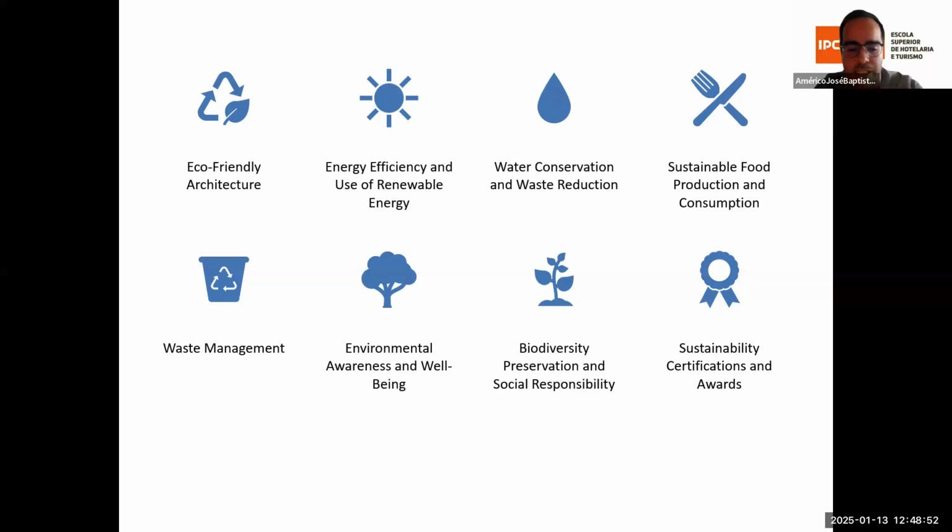sustainability certifications and awards. For example, in the second characteristic, energy efficiency, this hotel uses solar energy for water heating, significantly reducing its carbon footprint. The heating and cooling systems are highly efficient, relying on renewable energy sources and consumption control systems that adjust according to hotel occupancy.